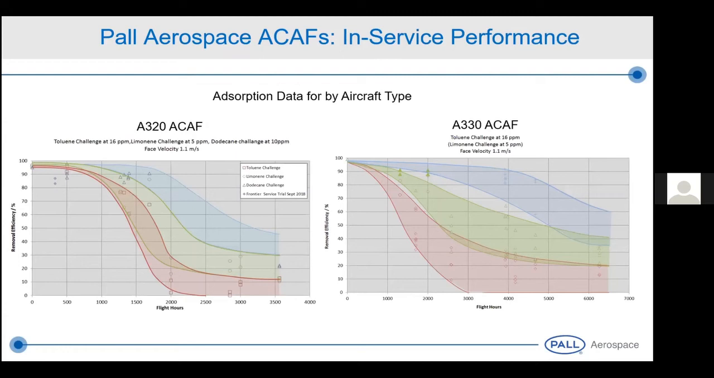So if you're looking at 2,000 flight hours, an A330 filter would have a better efficiency for toluene, limonene, and subsequently dodecaine. And the reason for that is purely because the depth of the adsorbent is twice for A330 than it is for A320. So thinking back of that graph of the mass transfer zone that I've showed you, because the mass transfer zone for the A330 is twice that for the A320, we see that in the performance of the filters that we receive back from service.